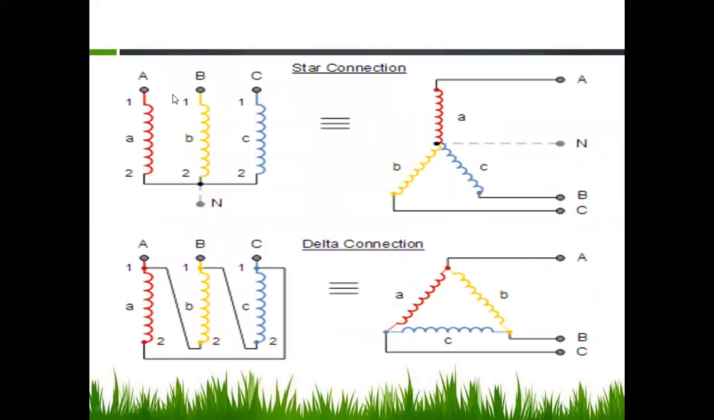This is the general star connection, where A, B, C are the three lines connected in star with a common neutral N. This is the general representation of a star connection, and the supplies are provided at the A, B, and C terminals. And this is the general delta connection, where the supplies are also provided at A, B, C. In the star connection, the advantage is that we get a common neutral. This is one of the important features of the star connection. This is the general representation of delta and star connections.